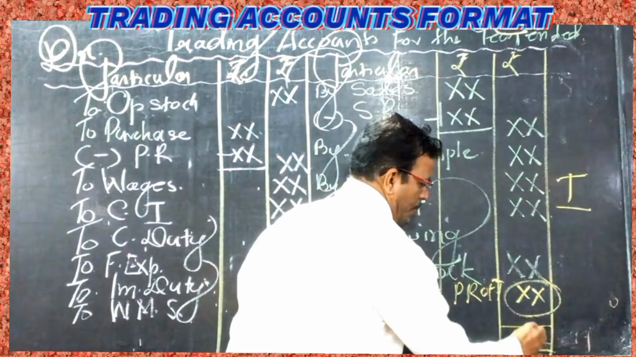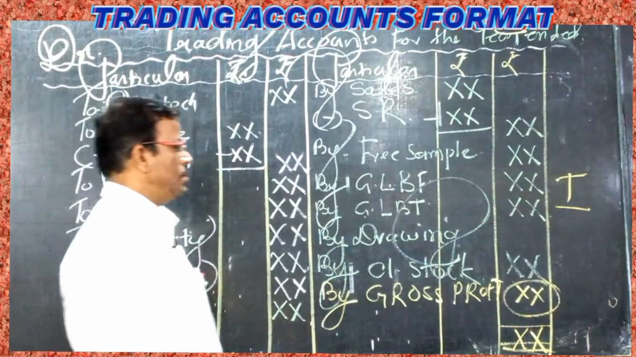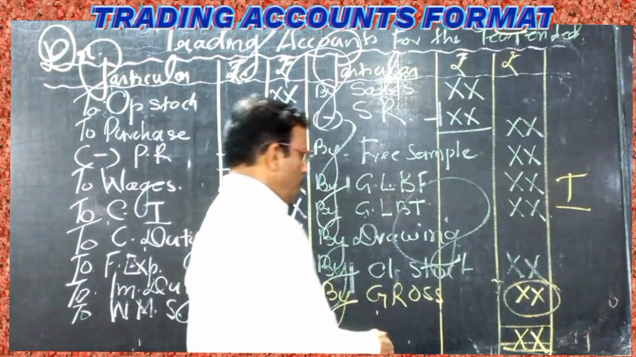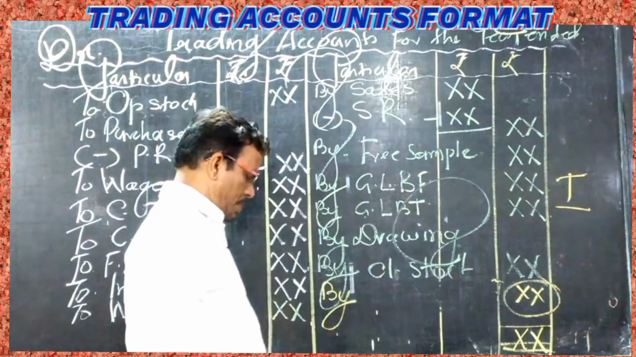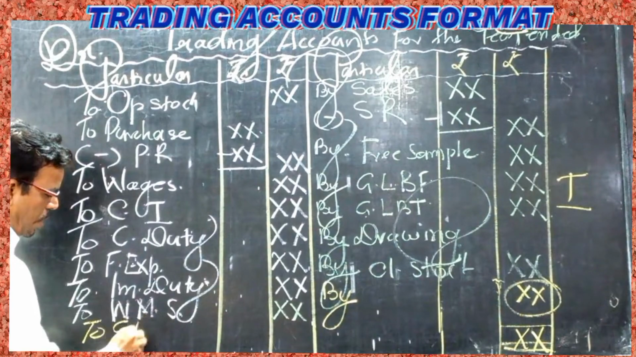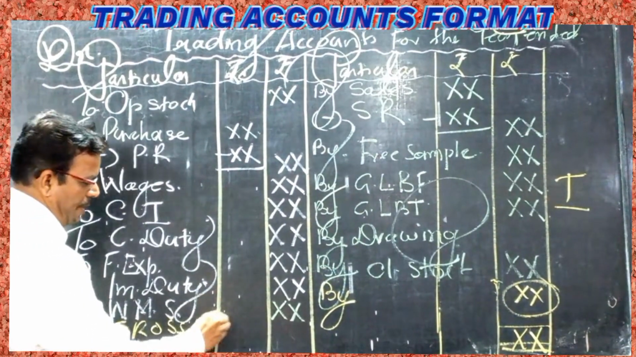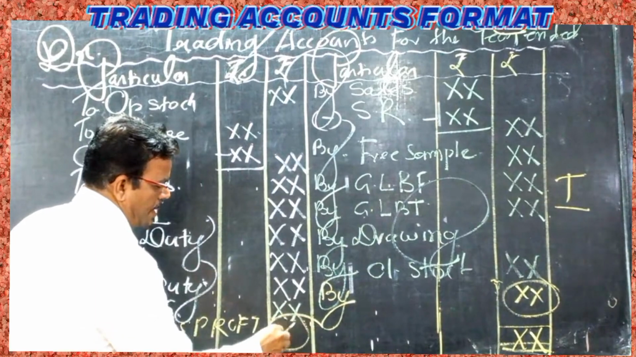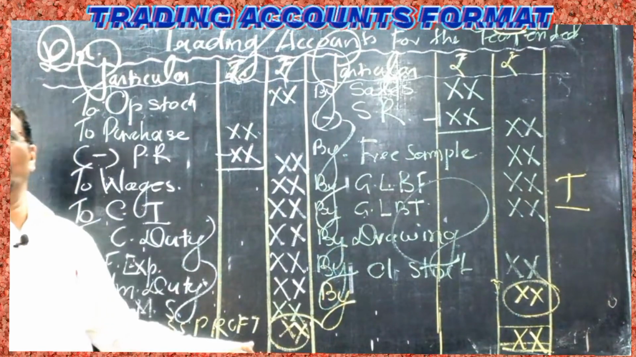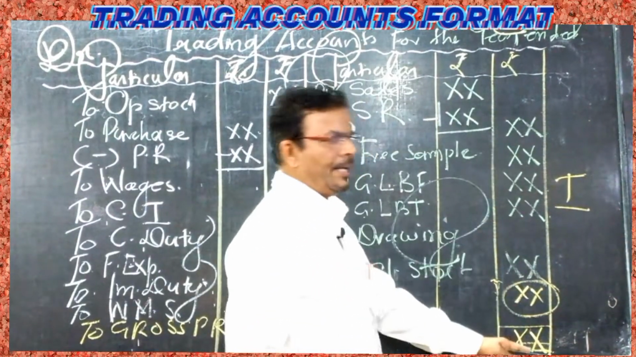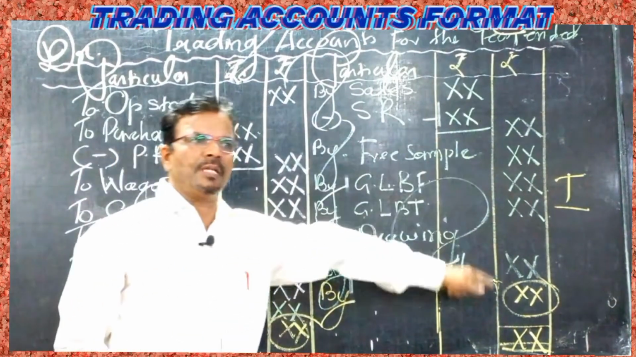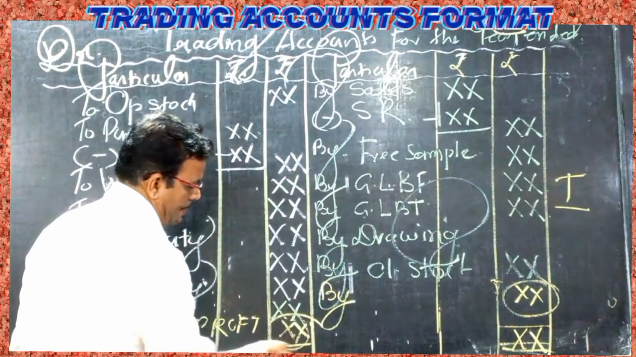I will take the total of the debit side, to gross profit. This is gross profit because in this case the credit side is heavier than the debit side. Our income is more and expenses are less, so what happened? Gross profit.